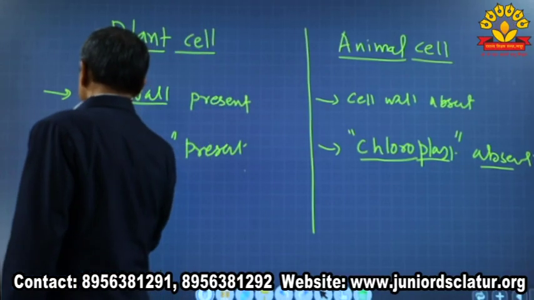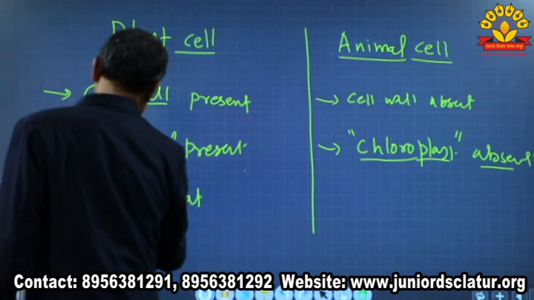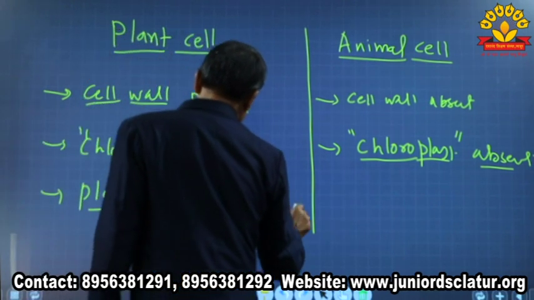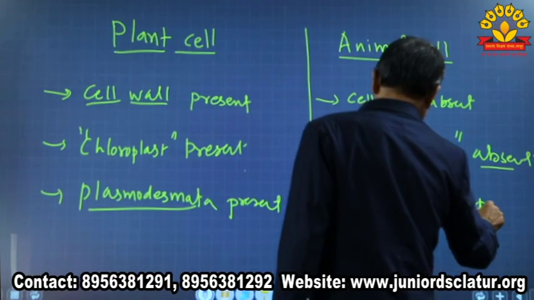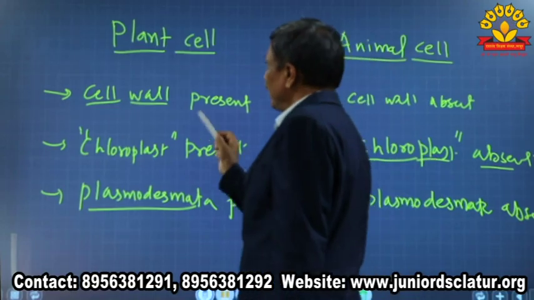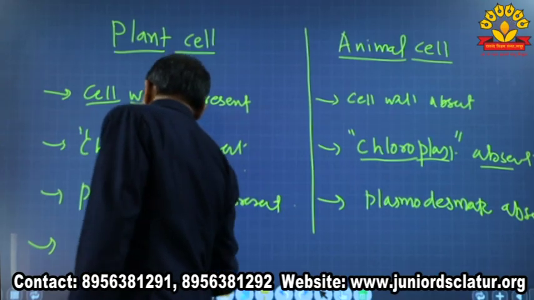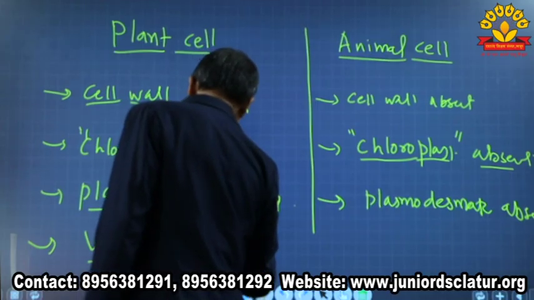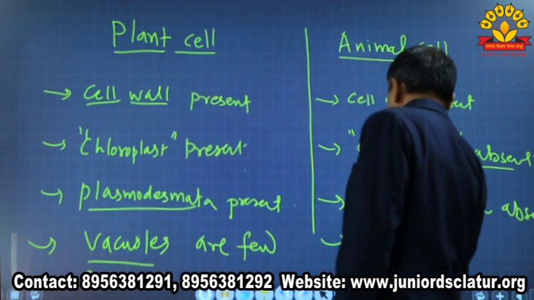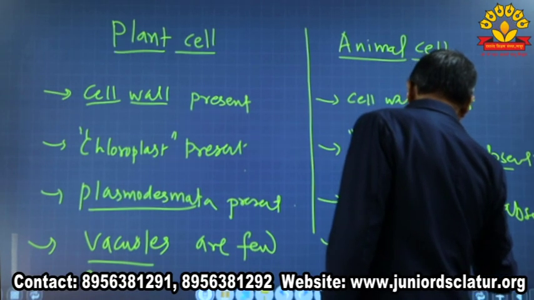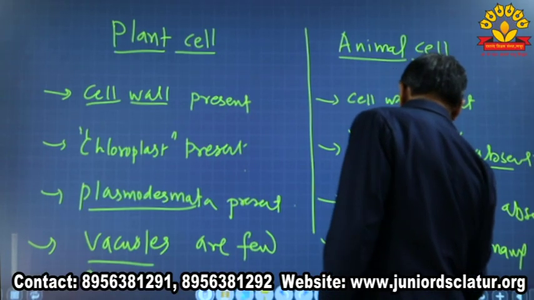What are the other differences? In the plant cell, plasmodesmata is present. While in the case of the animal cell, plasmodesmata is absent. What are the other differences? In the plant cell, the vacuoles are few in number and large in size. While in the case of animals, vacuoles are many and small in size. See here, vacuoles are small in size.